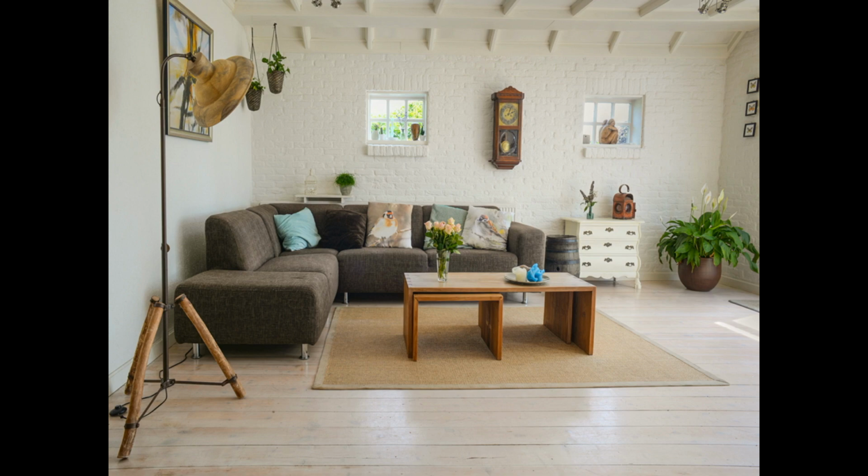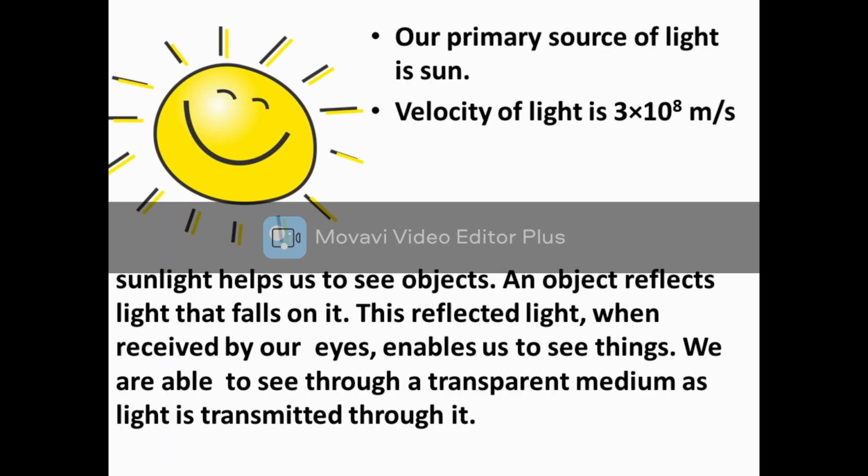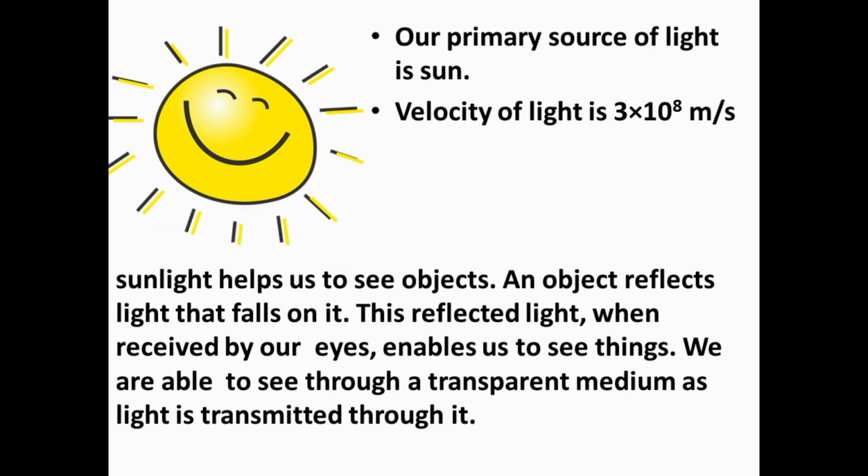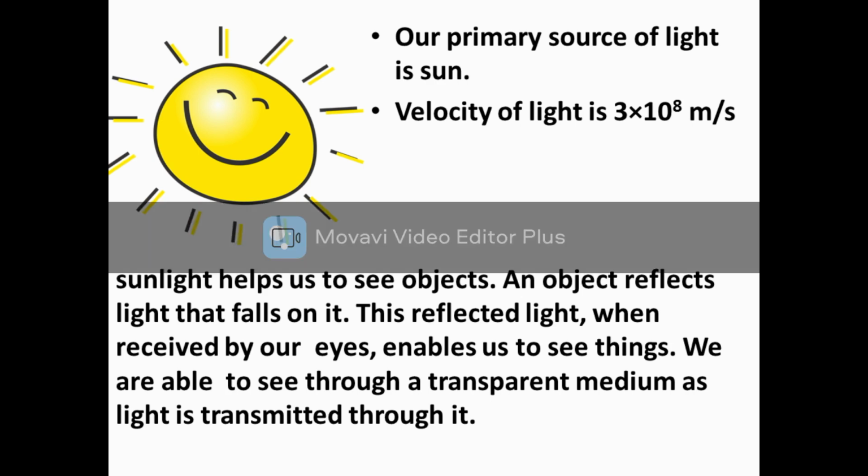So what is the main source of light? In nature, the sun is the main source of light. From sunlight we are able to see the objects around us, right? So how does it form? An object reflects the light that falls on it, and the reflected light reaches our eyes, so we are able to see the things nearby.